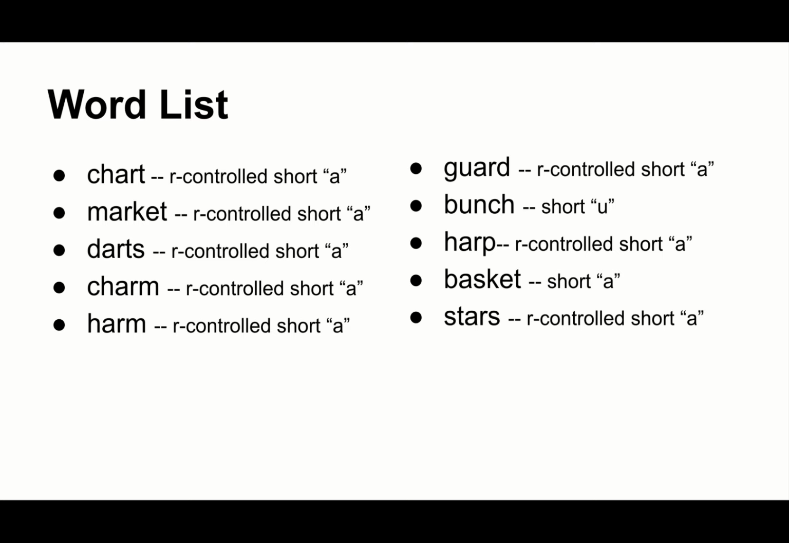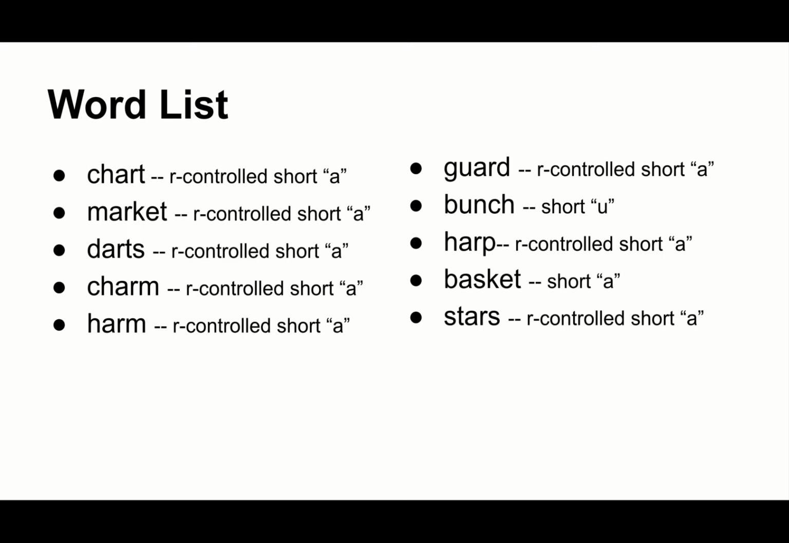Chart says "ar" like star, R-controlled short A. Market says "ar" like star, R-controlled short A. Darts, charm, harm, and guard all say "ar" like star, R-controlled short A.